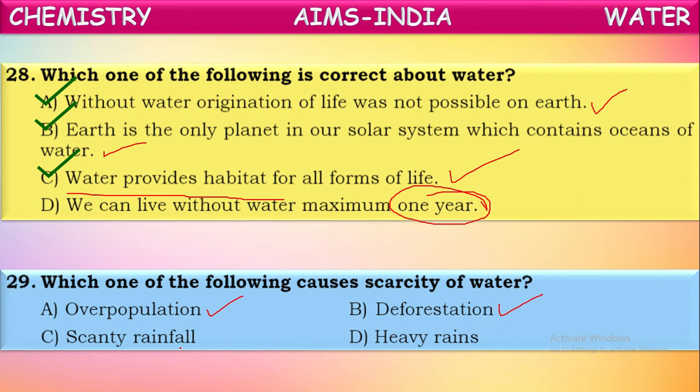Scanty rainfall means less rainfall. Even this less rainfall causes scarcity of water. If there is no rainfall, there will be no water to seep into the soil, the groundwater level decreases, and the water will not be available. Next, heavy rains. Heavy rains cause more availability of water, not a scarcity. So accept this, the remaining is the correct answer.